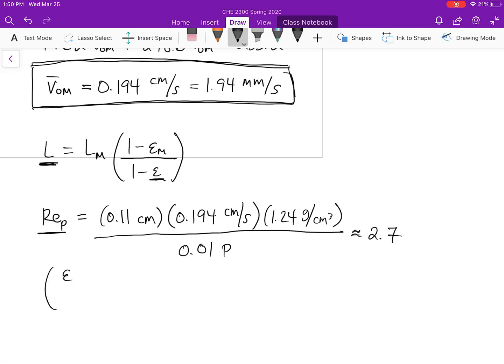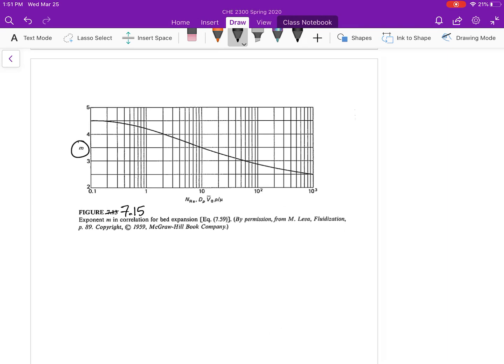is the following equation, which is the ratio of the void fraction of the bed when it's expanded by 25% divided by the void fraction of the bed at minimum fluidization. All of that raised to this parameter m, and that is equal to the velocity in my expanded bed divided by the minimum fluidization velocity. I get my parameter m from figure 7.15. So based on my particle Reynolds number of about here, I move upwards to my line and I get an m of around, we'll say 3.9.